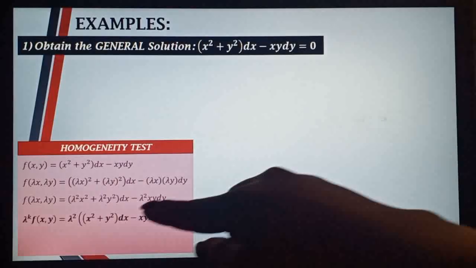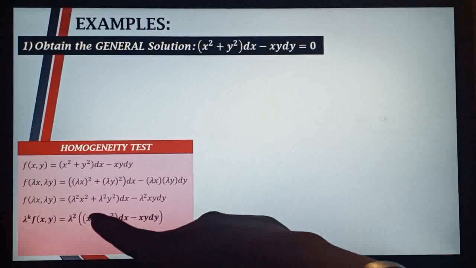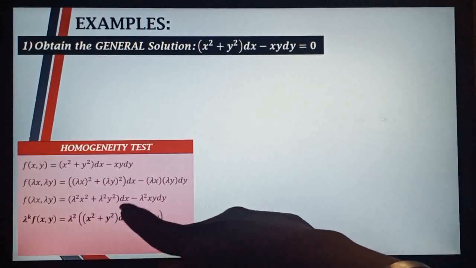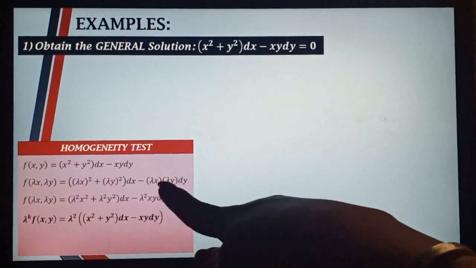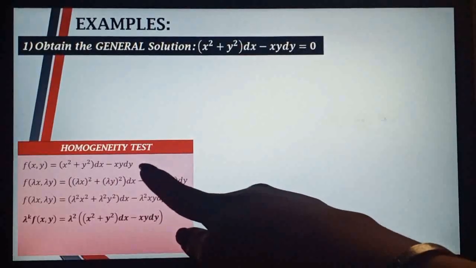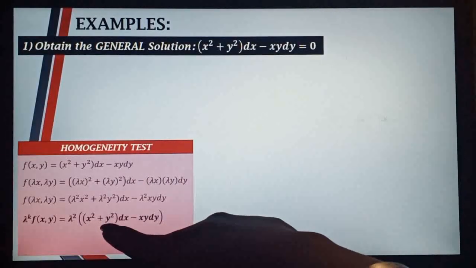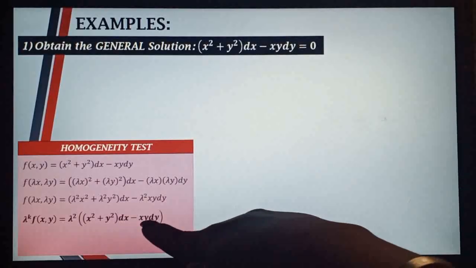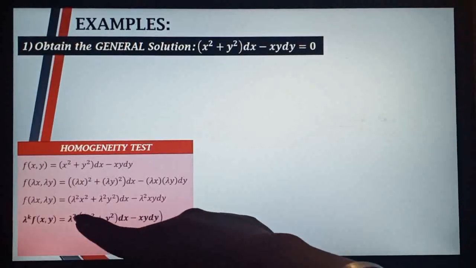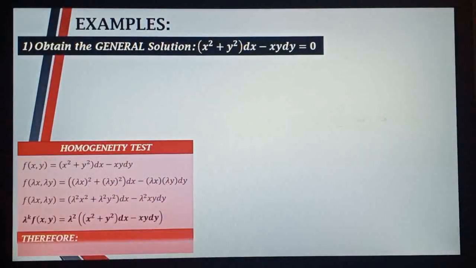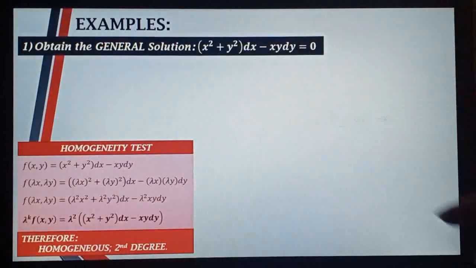So, pwede nating i-factor out si lambda squared. Sa first term, ang matitira is x squared. Second term is y squared, then multiplied to dx. Then the last term, ang matitira is xy multiplied to dy. Kung titingnan nyo yung original equation na palabas natin, which is the quantity of x squared plus y squared multiplied to dx minus xy multiplied to dy, then you have the lambda raised to k outside. So this is homogeneous wherein k is equal to 2. So you have the second degree.